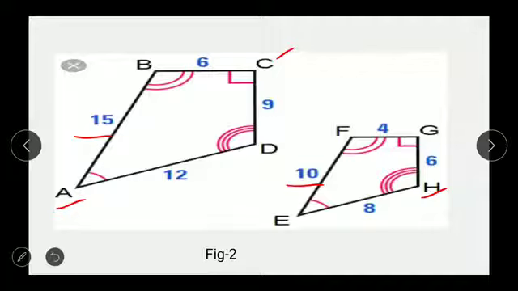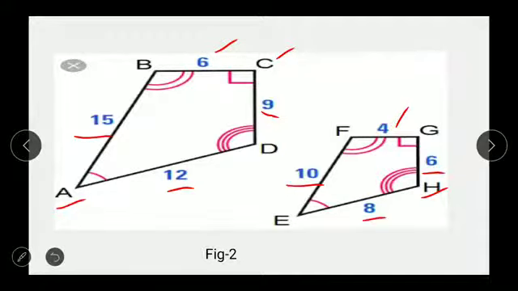Similarly, we can find out the ratios of other sides. BC is 6 and FG is 4. The ratio of 6 and 4 is 3:2. Then CD is 9 and GH is 6. This ratio is also 3:2. And then AD is 12 and EH is 8.